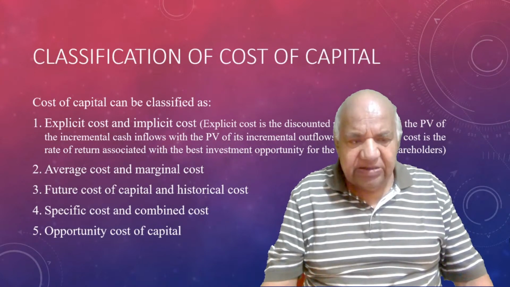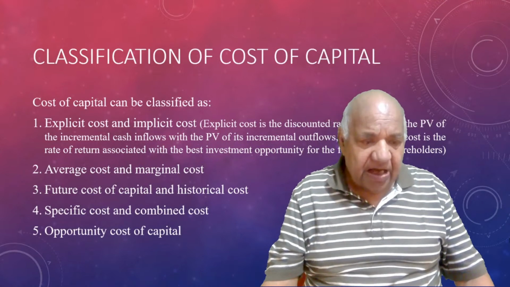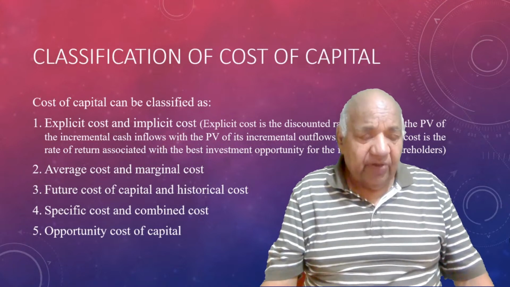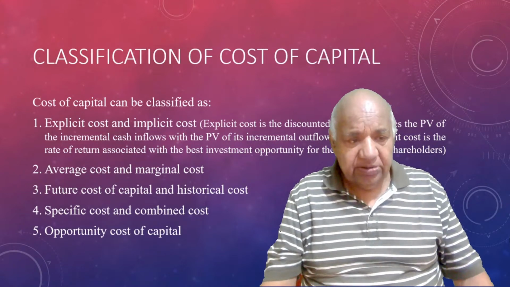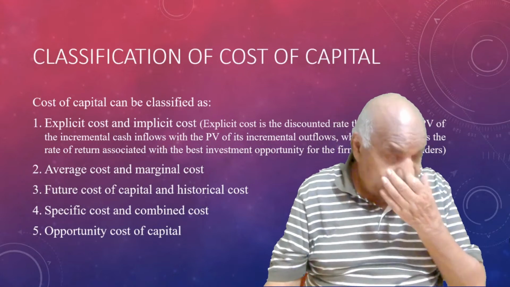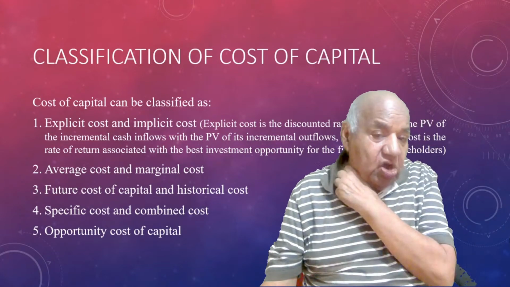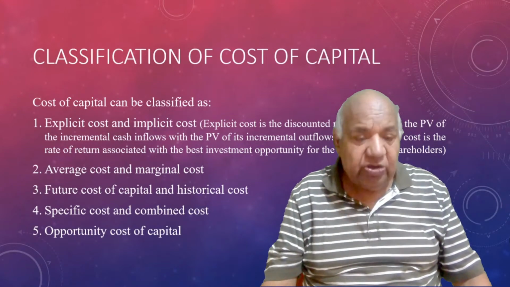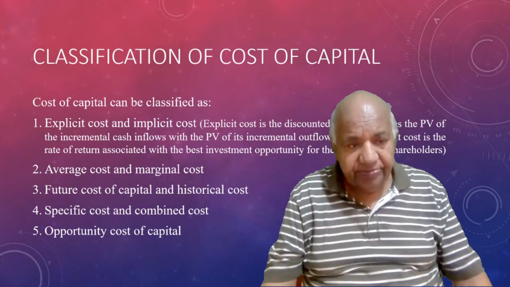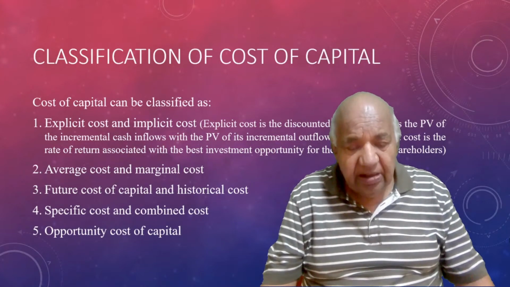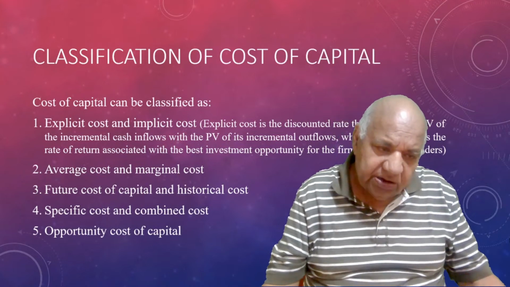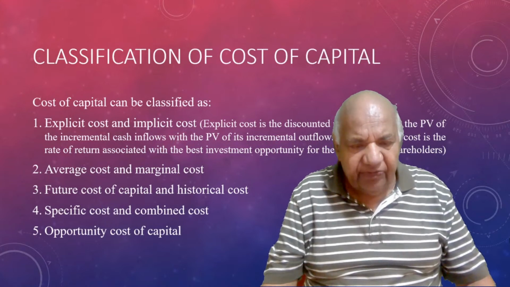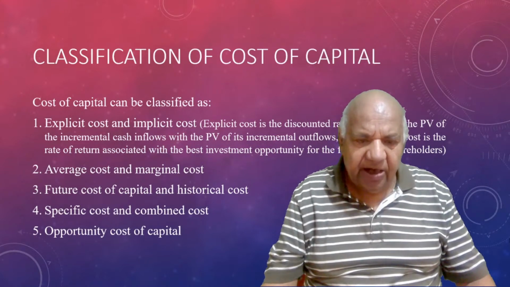Average cost and marginal cost. Average cost is the summation of the different components of cost, as we have seen in the previous example. And marginal cost is the incremental summation of the individual components of the cost. Future cost of capital and historical cost. By the name itself, it is clear. Future cost is related with the future and historical cost is related with the past.